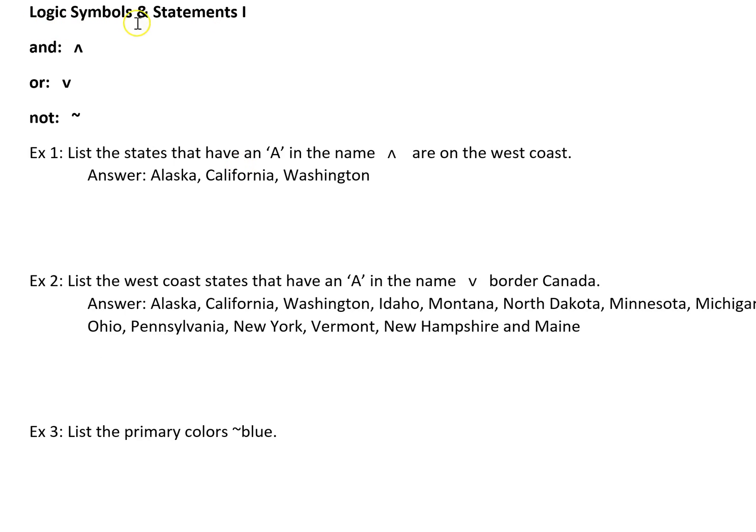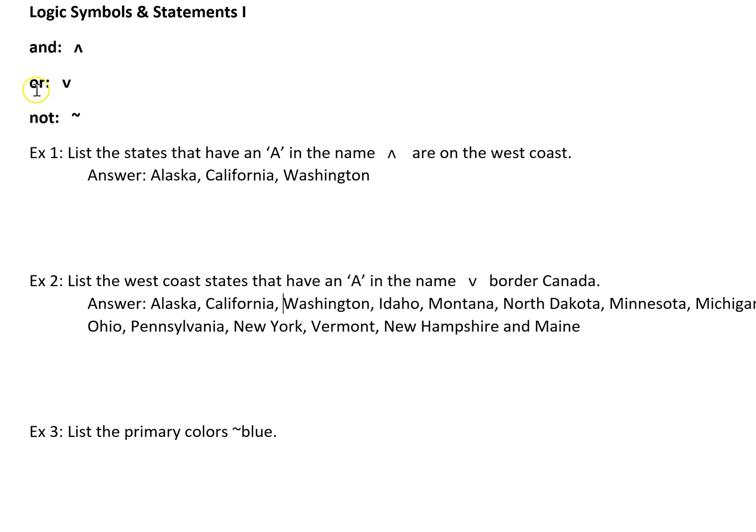Logic, Symbols, and Statements, Part 1. In logic, the word "and" is shown with an upside-down V. "And" means intersection or two events happening. For example, I go to the brew house and I order a hamburger.